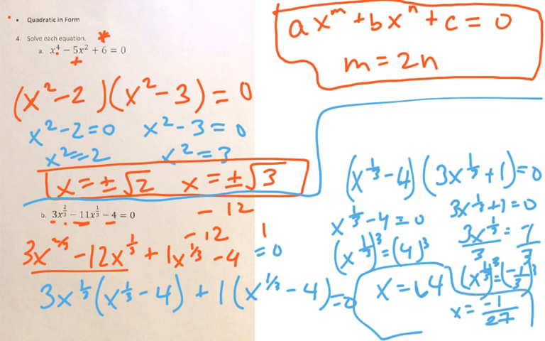Again, you're going to want to check your work, substitute those in, and make sure you get a 0 for both of those. But these are solving other types of equations. So hopefully you look through this and brush up on these types of examples.